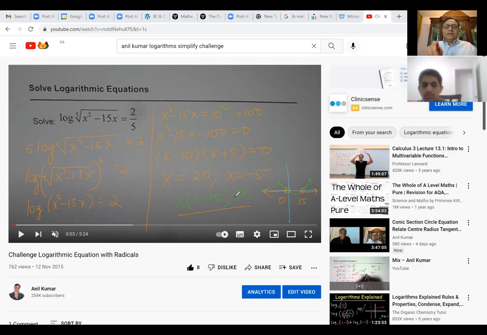And therefore, both the answers fit. So we have two answers for this particular question. You get the idea? Minus 5 will make it positive and 20 also will make it positive. So we have two solutions for this particular equation. You get the idea?